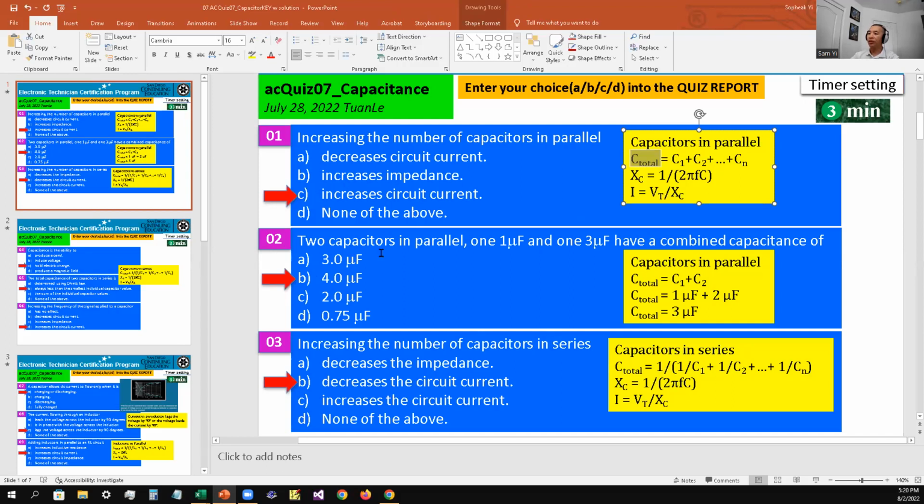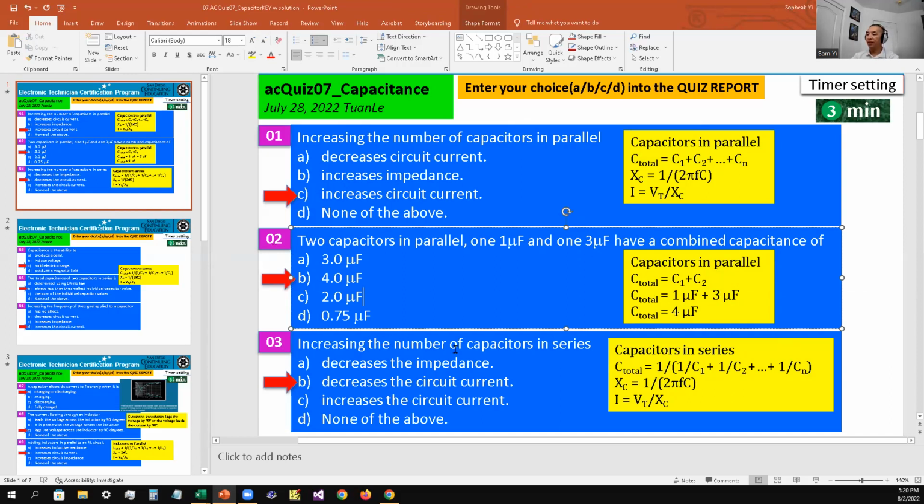Number 2, two capacitors in parallel, one is 1 microfarad and one is 3 microfarad, have a combined capacitance of, okay, so we take the 1 plus the 3, so that's a total of 4. So the answer is B as in Bob for number 2.